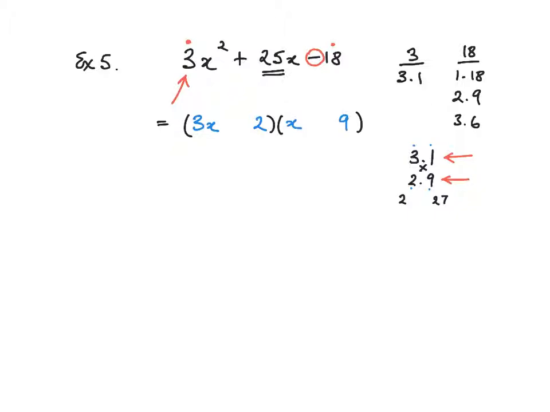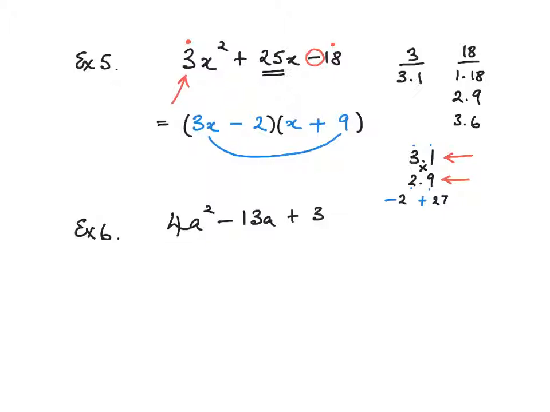What type of 25 do we want to get? We want to get a positive 25. I think that's going to be a plus 27 and a minus 2. Where is the 27 formed? It's formed when the 3x multiplies the 9. That's going to be the positive, and this is going to be the negative.